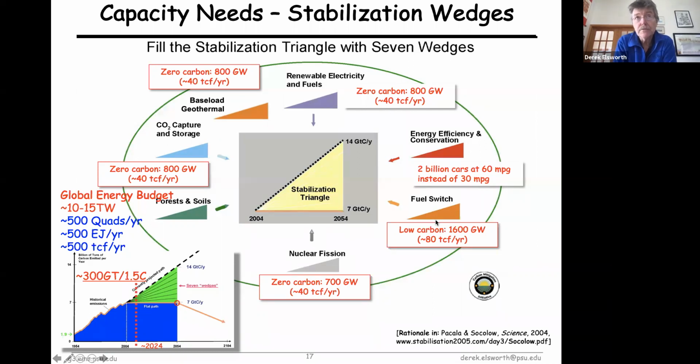Or you could switch fuels, and instead of burning coal, you could burn natural gas. And if you replace 1,600 power plants in 50 years with gas-fired power plants, then you also have the same outcome. The double number is because you still emit carbon from burning natural gas, but natural gas is about half the carbon output from coal. Those talk about the kinds of things you have to do to be able to take care of one single one of these wedges.